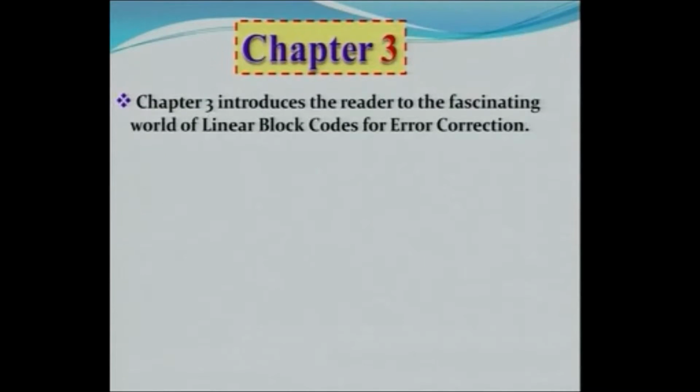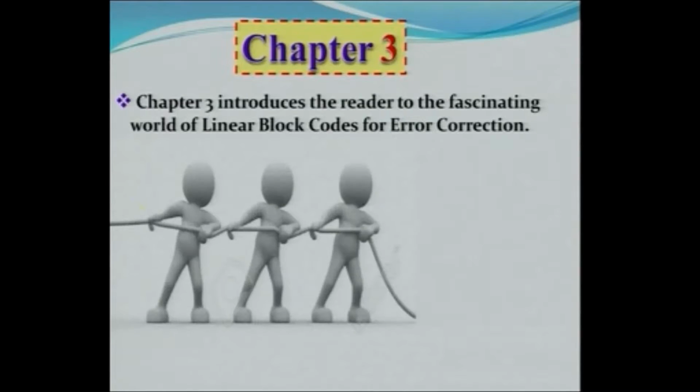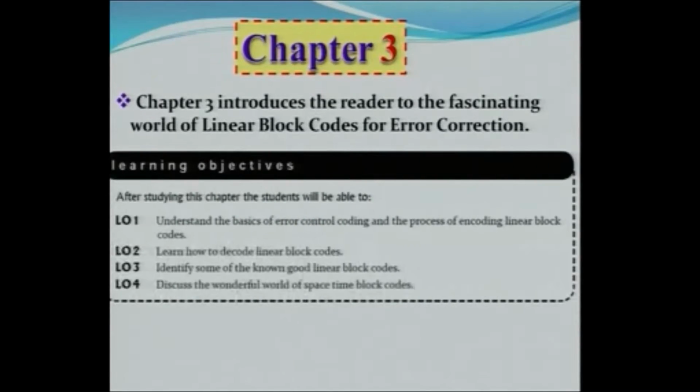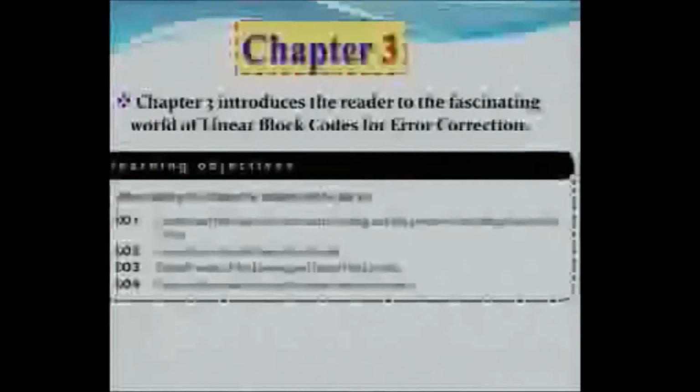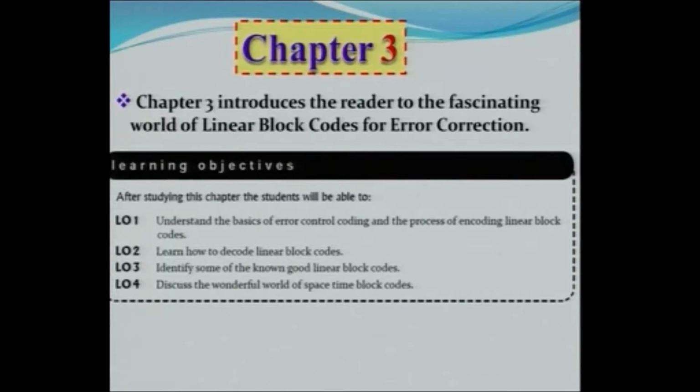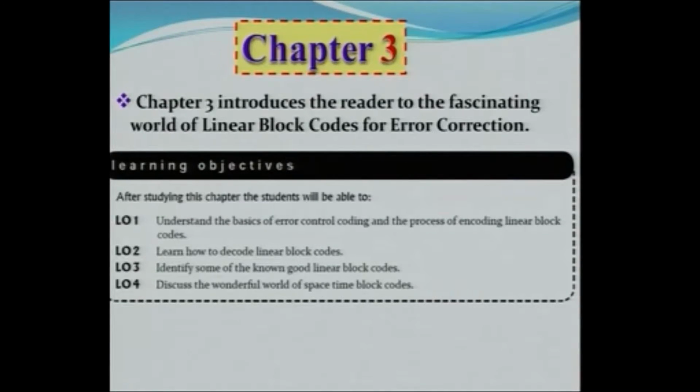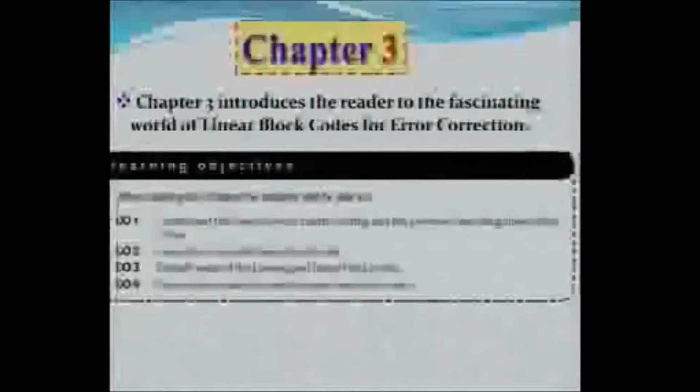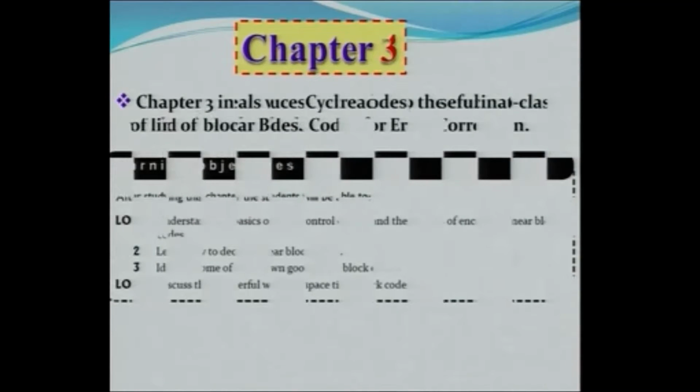Chapter 3 introduces the reader to the fascinating world of linear block codes for error correction. What are the learning objectives of Chapter 3? Well, we will first understand the basics of error control coding and the process of encoding linear block codes. Subsequently, we will look at the decoding strategy. We will study some known good linear block codes and finally take a quick peep at the wonderful world of space-time block codes. We will discuss space-time block codes in greater detail in Chapter 6.